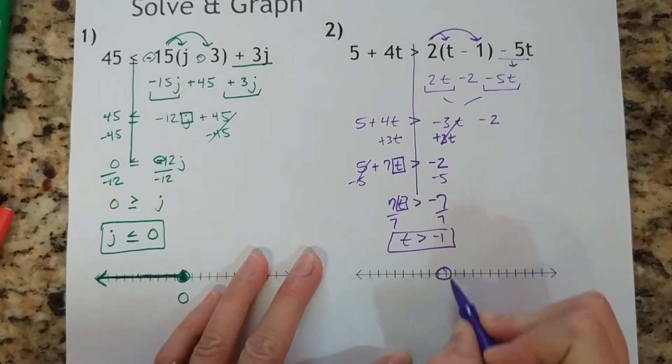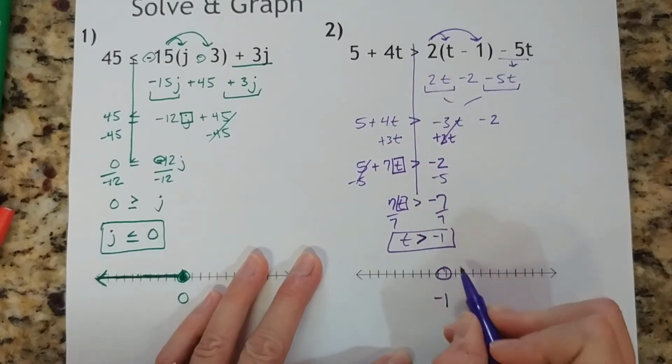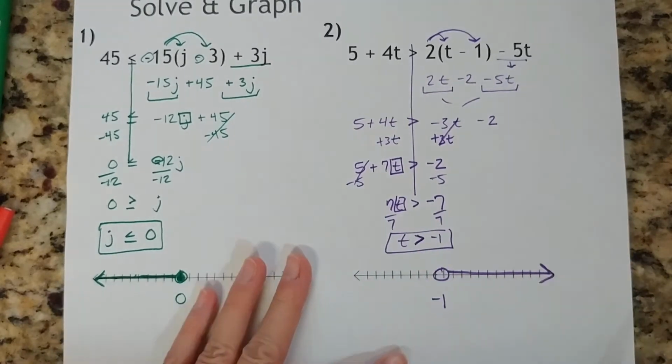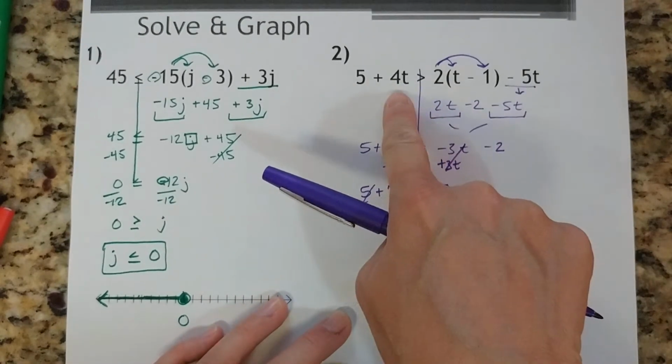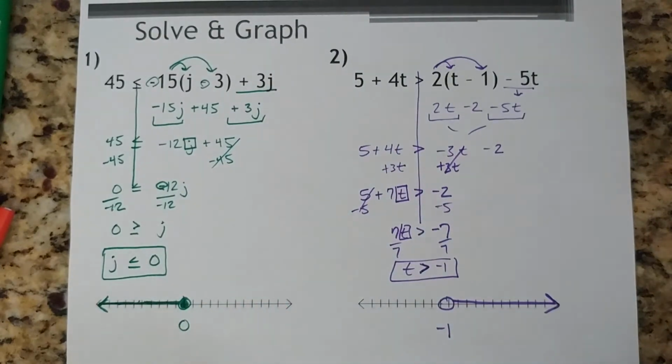So open circle at -1. Looks like everything to the right gets shaded. So these are all the solutions that would work for the letter t in this inequality.